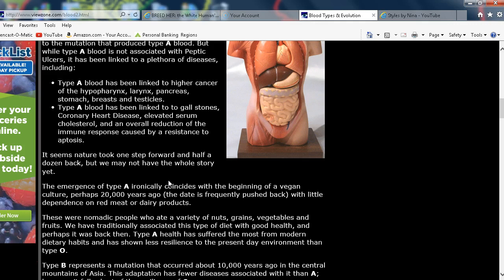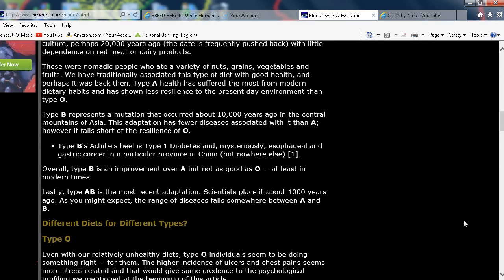The emergence of type A ironically coincides with the beginning of a vegan culture, perhaps 20,000 years ago. The date is frequently pushed back, with little dependence on red meat or dairy products. These were nomadic people who ate a variety of nuts, grains, vegetables, and fruits. We have traditionally associated this type of diet with good health, and perhaps it was back then type A health.